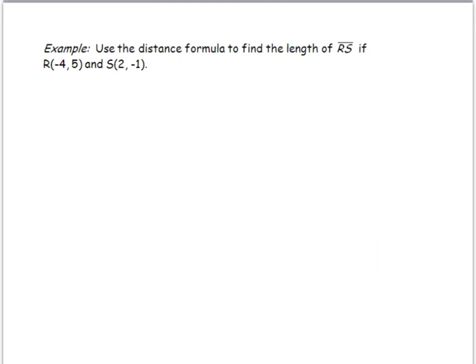All right, last example, you guys. Use the distance formula to find the length of RS. So I give you these 2 points. Please label them x1, y1, x2, y2. Plug it into your distance formula, solve, round it to the nearest tenth, and we'll see if we come up with the same answer.